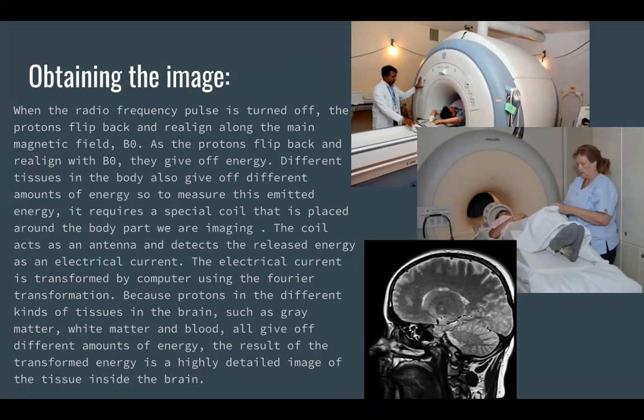Different tissues in the body also give off different amounts of energy. To measure this emitted energy, it requires a special coil that is placed around the part of the body we are imaging. The coil acts as an antenna and detects the released energy as an electrical current. The electrical current is transformed by computer using the Fourier transformation.